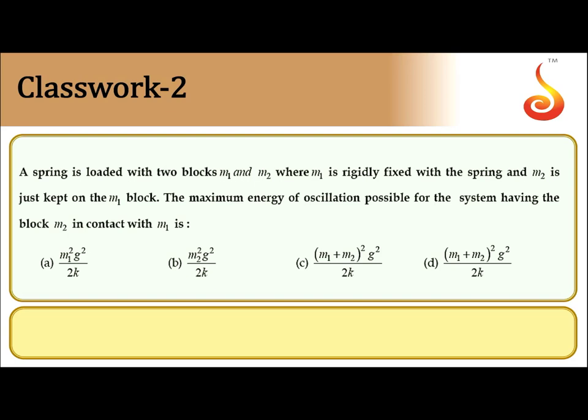Example 2. A spring is loaded with two blocks M1 and M2, where M1 is rigidly fixed with the spring and M2 is just kept on the M1 block. The maximum energy of oscillation possible for the system, having the block M2 in contact with M1, is? The construction can be shown like this. This is M1 and here is M2. The maximum energy such that block M2 remains in contact with M1.